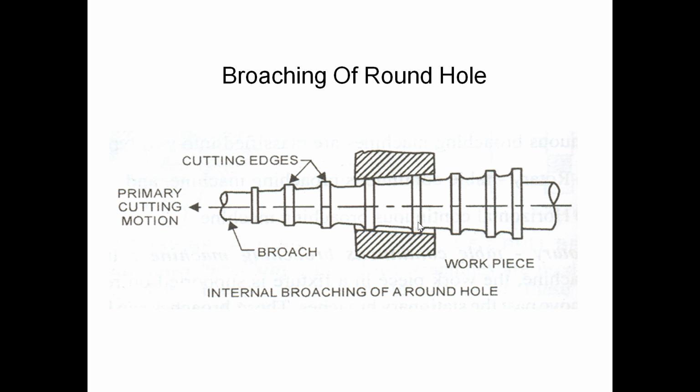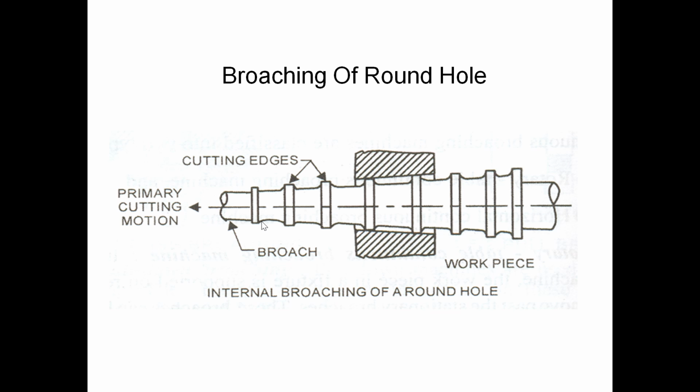If you want to produce a finishing operation, we just have to pass the broach through the hole, so that we can produce internal surface finishing of a hole, that is a round hole. Is it clear or not? These are the cutting teeth or cutting edges. The edges are called cutting teeth, we can also call them cutting edges. We have three types of teeth.